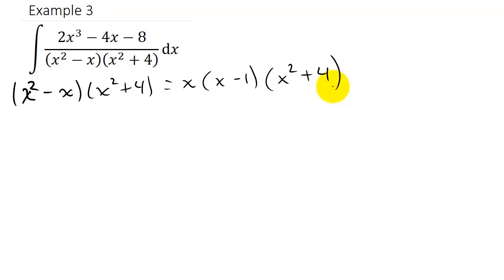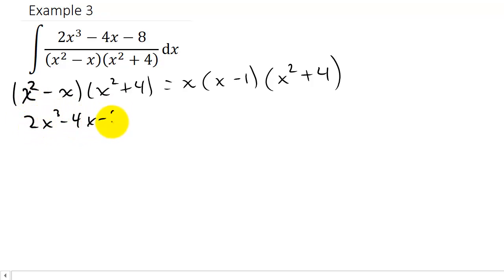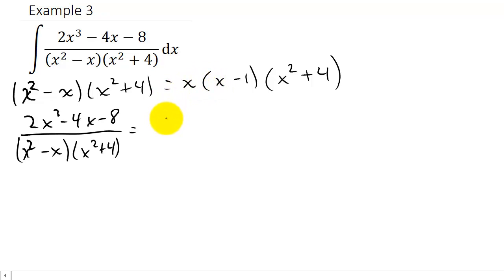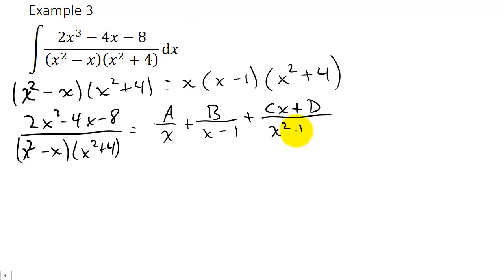So now let's go ahead and write our 2x cubed minus 4x minus 8 over x squared minus x times x squared plus 4, and that's going to be, okay, so we've got a over x, that's this factor, plus b over x minus 1, this factor, plus, and now this is a quadratic factor, so we're going to have to write this as c times x plus d over x squared plus 4.